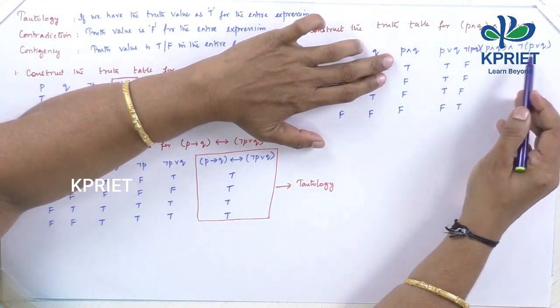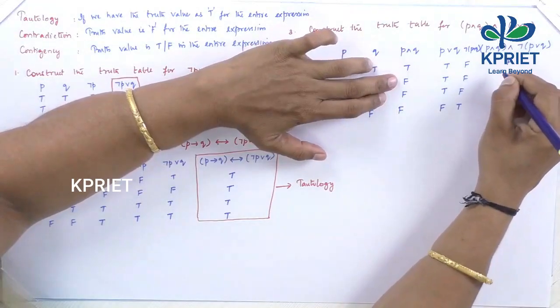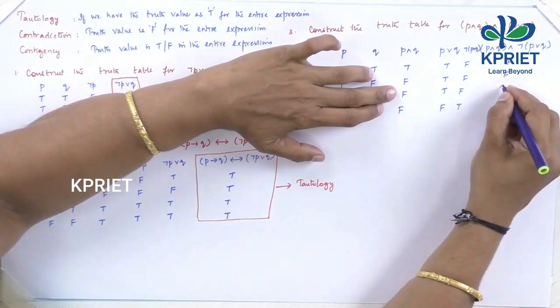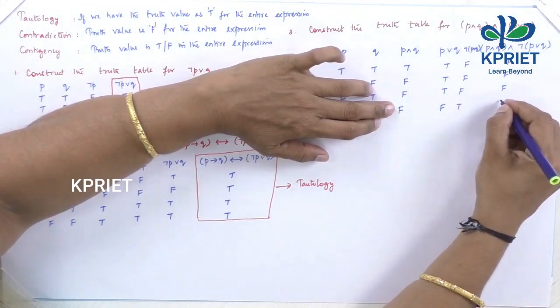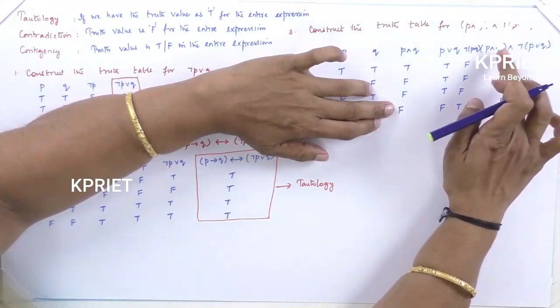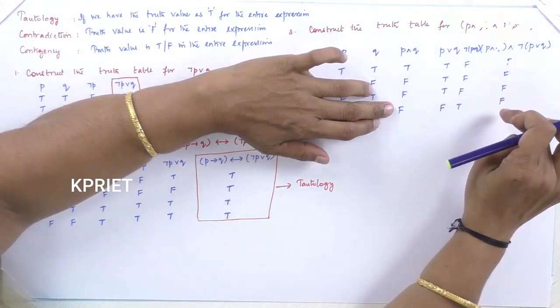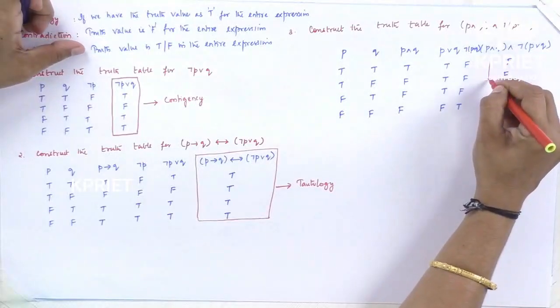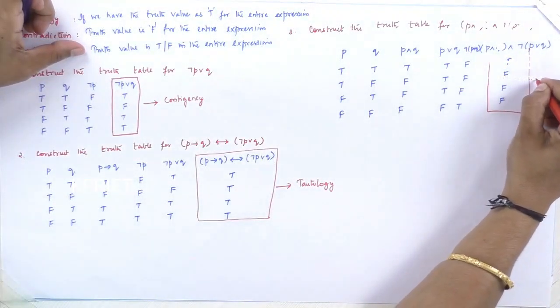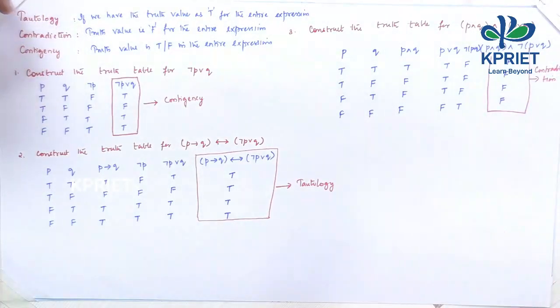So I will have to find out where these two have the truth value T. See, I have T and F, definitely it will be F. F and F, definitely F. F and F, F. F and T, I have F only. Only if both these truth values are T will I get the truth value T here. If not, I will have only false. So if you look at this last final expression, everywhere we have only F. So this is a contradiction statement. I hope you have understood what tautology, contradiction and contingency are.